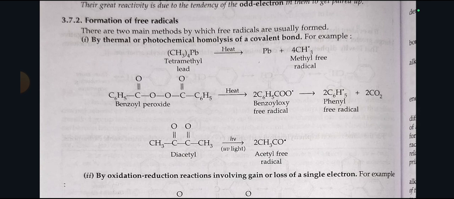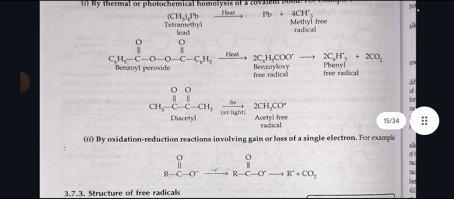3.7.2 Formation of free radicals. There are two main methods by which free radicals are usually formed. First, by thermal or photochemical homolysis of a covalent bond. For example, Pb(CH3)4, tetramethyl lead, in the presence of heat gives Pb plus 4 CH3•, methyl free radical.